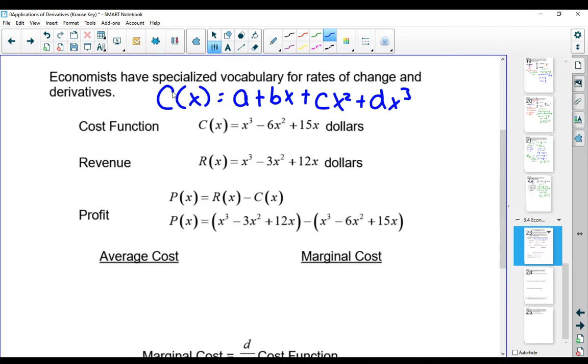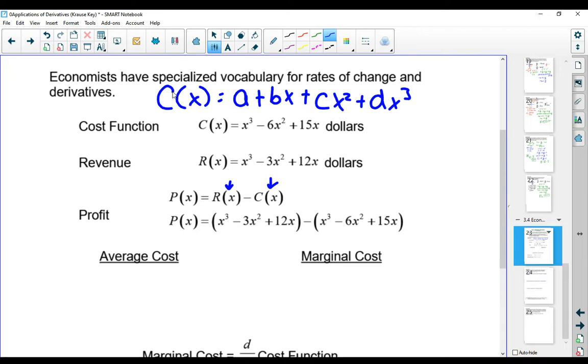So we're going to start off with an example here. The formulas have already been defined. We've got the cost function in dollars, the revenue function, so the money we're bringing in, and then the profit. Profit is the difference between revenue and cost. So the money that we bring in would be our revenue, and the money that we spend would be our cost, and the difference between the two would be profit. And so we can have a net profit that's positive, or we can have a net profit that's negative, meaning we have a net loss.